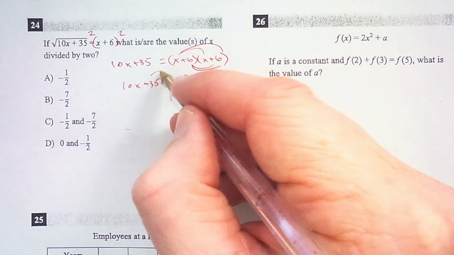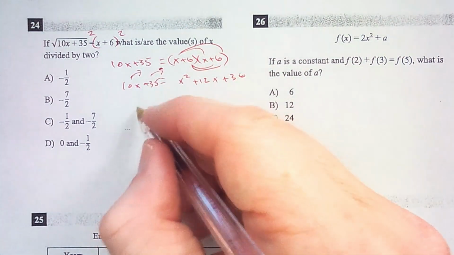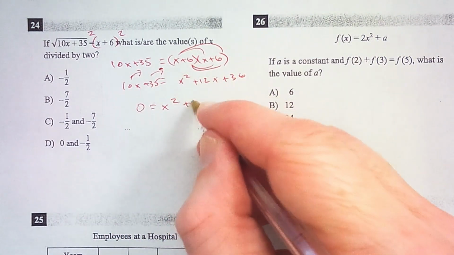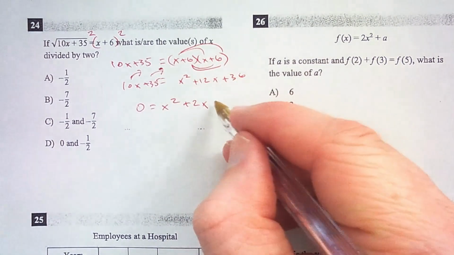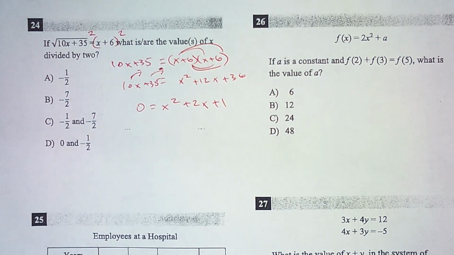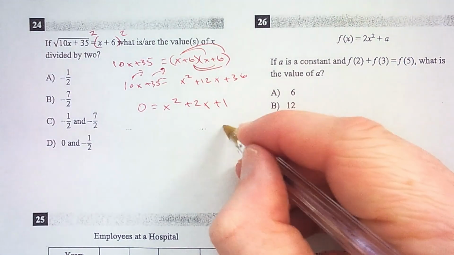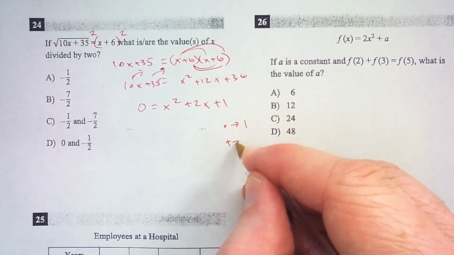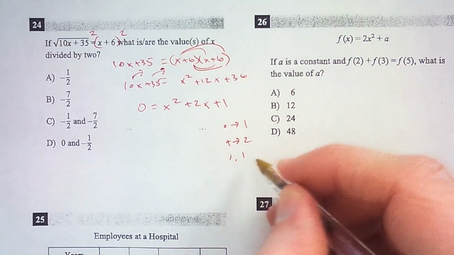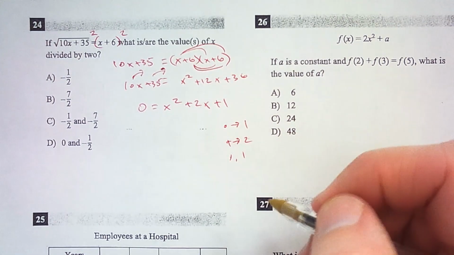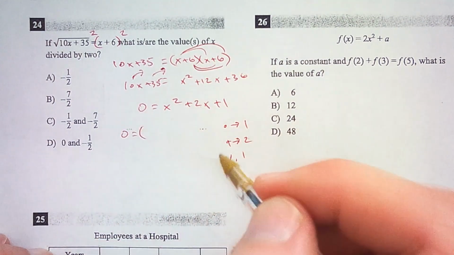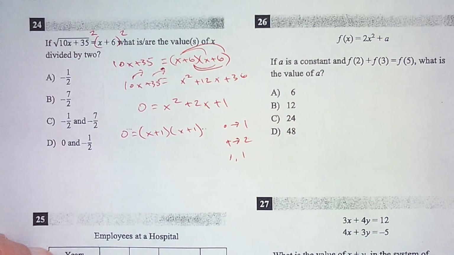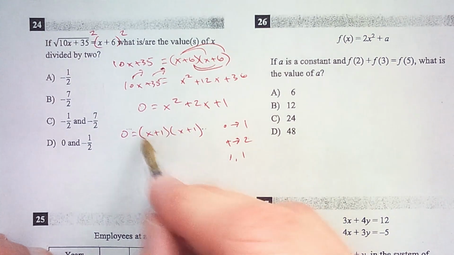Okay, now we have an x and an x squared, so let's move everything to the same side. So I'll move these over and change their sign. So I get 0 equals x squared, 12x minus 10x is 2x, 36 minus 35 is 1. Now I can solve this by factoring. What two numbers multiply to make 1 and add up to make 2? Those numbers are 1 and 1. 1 times 1 is 1. 1 plus 1 is 2. So this is 0 equals, then my factored form is x plus 1 times x plus 1.